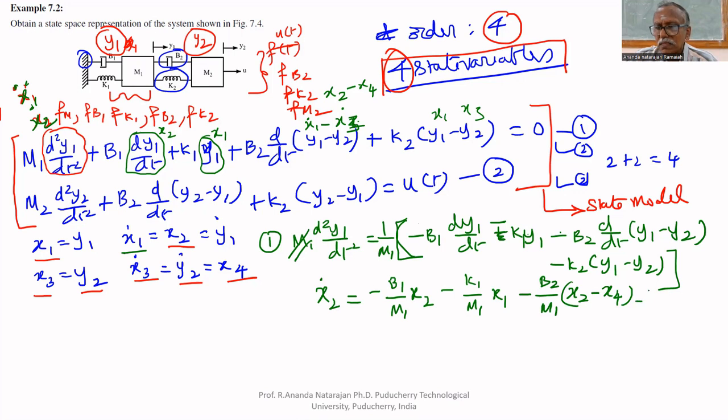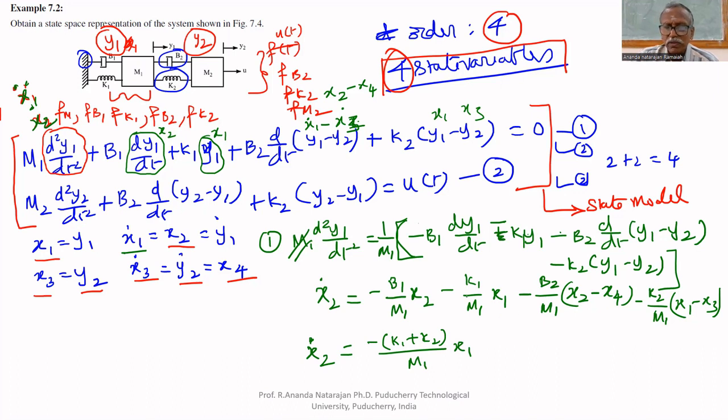Then minus K2 by M1, X1 minus X3. y2 is x3. That's all. So we converted the first equation in terms of first order differential equation. X2 dot equal to, group all x1 together, minus k1 plus k2 upon m1 multiplied by x1.